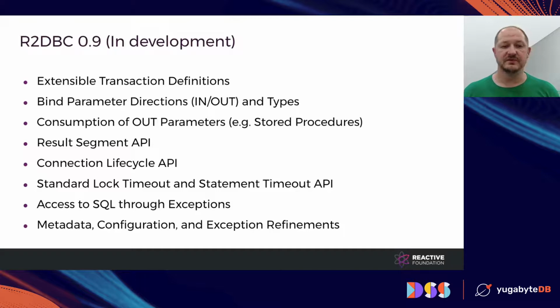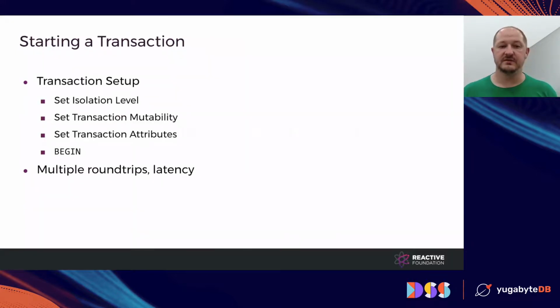And this later version is R2DBC 0.9. We have things like extensible transaction definitions, improved bind parameters. We are able to specify in and out parameters, to invoke stored procedures, and much, much more. And for you, I've picked two features, which are the extensible transaction definitions and the improved parameter definitions to walk you through these. So let's have a quick glance on that and why this even matters.